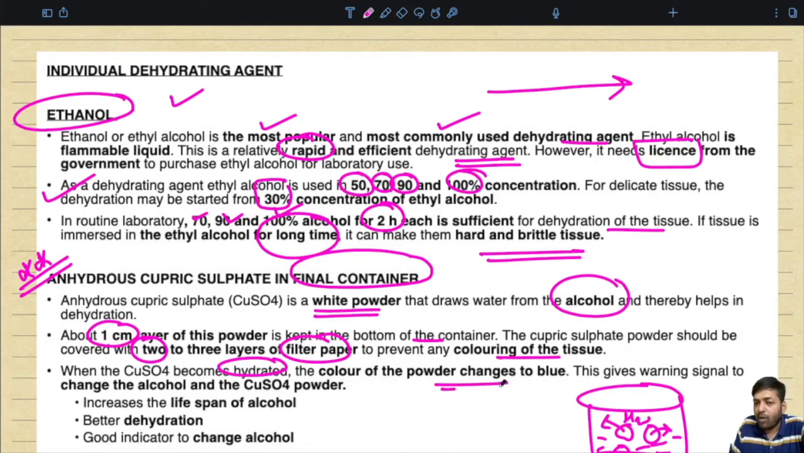The color of this white powder will become blue. This will give us the warning signal to change the alcohol as well as the copper sulfate powder. So what is the use of this copper sulfate powder? Because it is removing the water from the ethanol, it is increasing the lifespan and the activity of the ethanol, number one. It is helping in better dehydration, and it is also acting as a good indicator to change the alcohol once it is turning into blue.